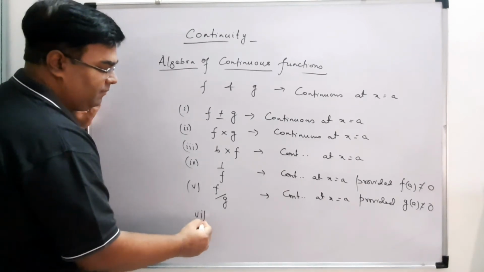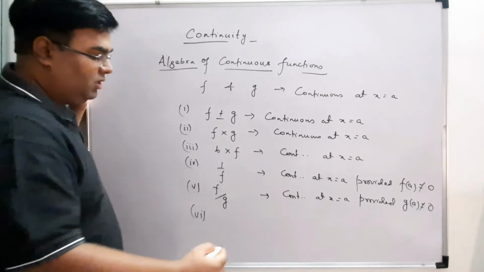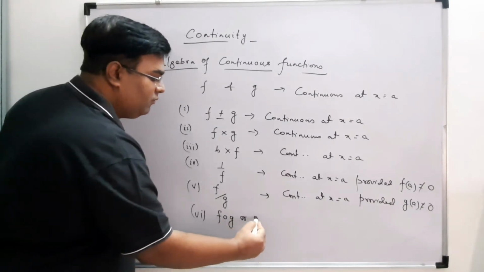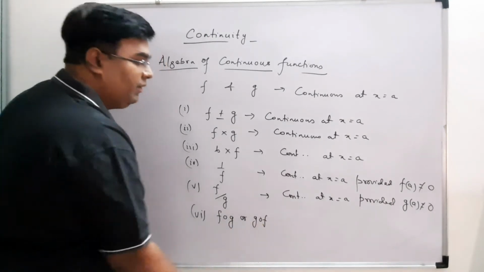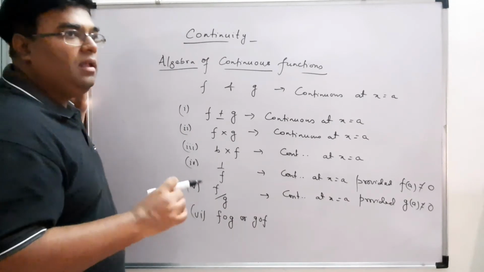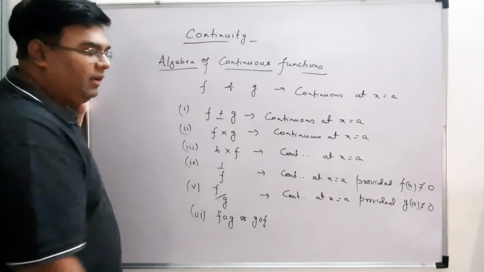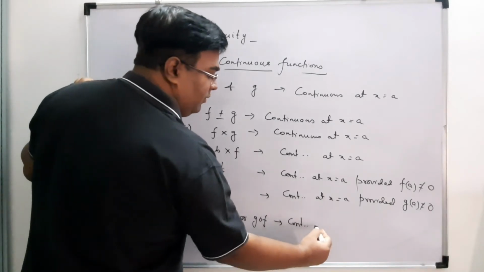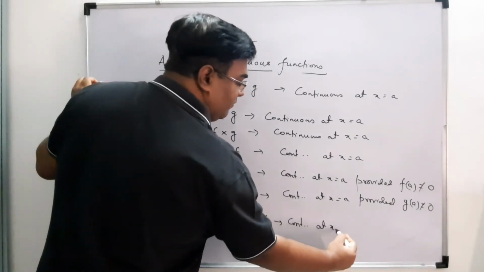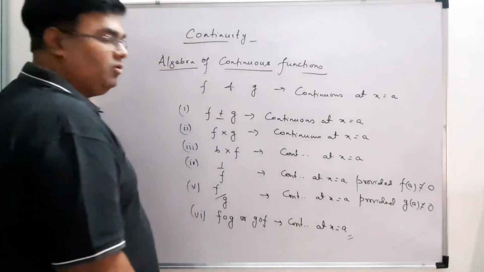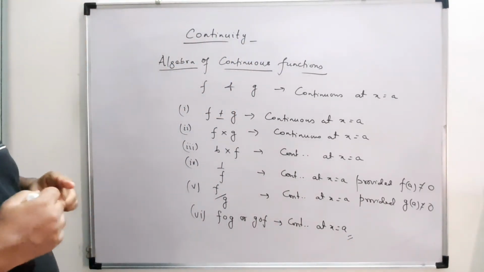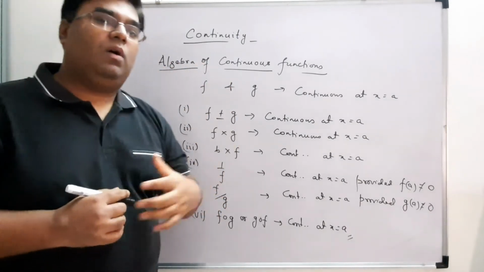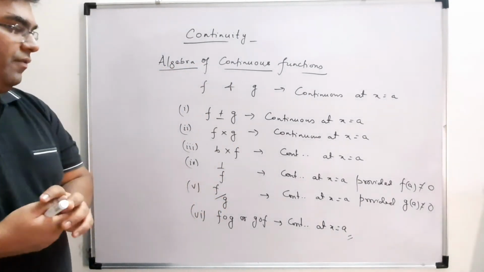Sixth, composition of a function, f o g or g o f. If any of these two are defined, we know that we have a value here, then this will also be continuous at x is equal to a. Right? So these are the basic properties, or you can say algebra of continuous functions.